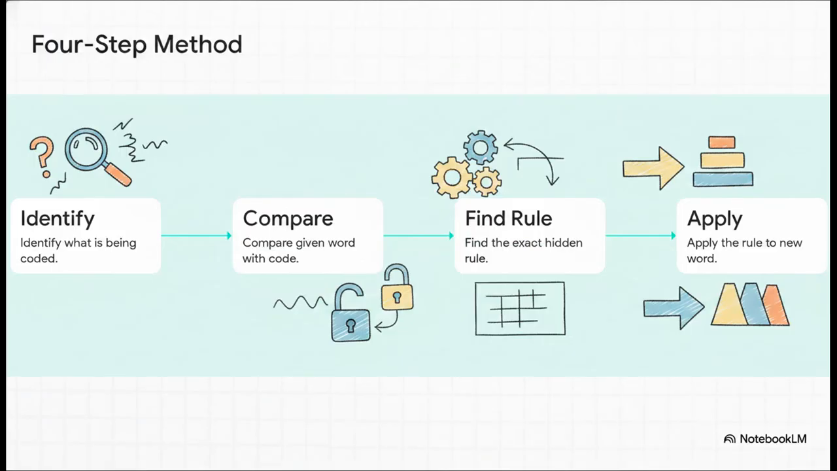Okay, so let's get into it. To make sure you never get stuck, we're going to use a foolproof 4-step core method every single time you face one of these problems. Step 1, identify what is actually being coded. Step 2, compare the given word to its code. Step 3, find the exact rule, and Step 4, apply that exact same rule to the new word. If you stick to this process, you really can't go wrong.